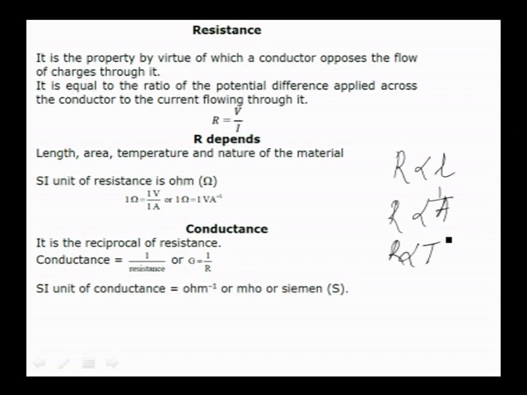The SI unit of resistance is ohm. The definition of 1 ohm is equal to 1 volt per ampere. The reciprocal of resistance we refer to as conductance, that is G is equal to 1 by R. The SI unit is per ohm or Siemens. These are the two units used for the measurement of conductance.